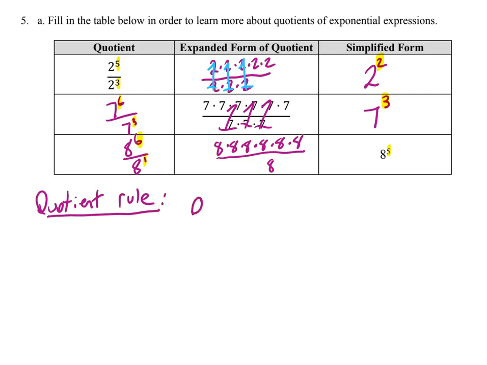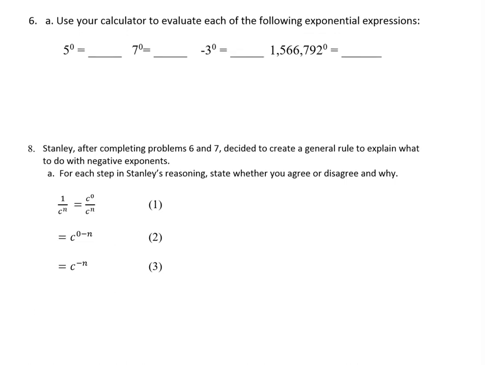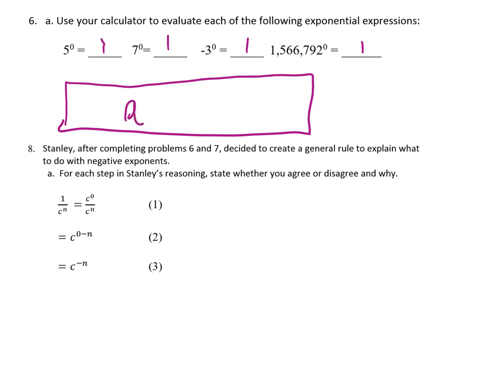So that is a to the x divided by a to the y equals a to the x minus y. All right, on number 6, this is a quick stop. If you type all these in your calculator, you will get 1. So that creates another rule for us for exponents, which is that anything to the 0 power is 1. So it doesn't matter what a is. If I raise something to the 0 power, I get 1.